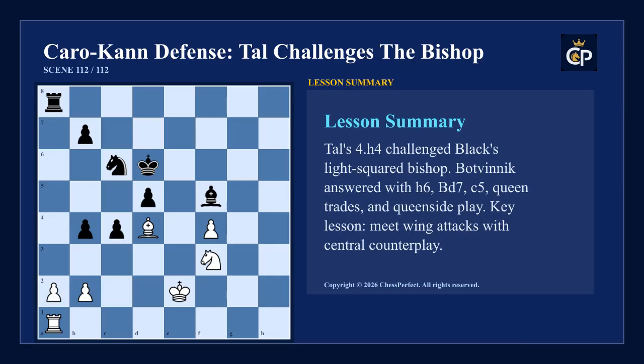As we saw in this lesson, Tal's h4 changed the advance Caro Kann by directly challenging Black's light-squared bishop. Botvinnik answered with h6, bishop d7, c5, queen trades, central pressure, and queenside counterplay. The lesson is clear: wing attacks must be met by central counterplay.